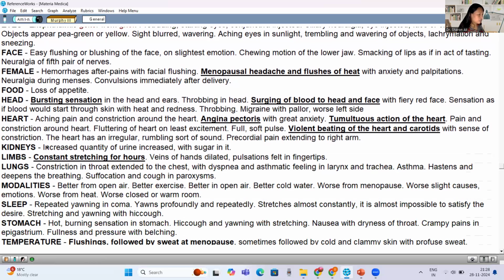Kidneys have increased quantity of urine with sugar in it. Okay. Lungs feel constricted in throat, extended to chest with dyspnea and asthmatic feeling in larynx and trachea. Asthma hastens and deepens the breathing. Suffocation and cough in paroxysms.